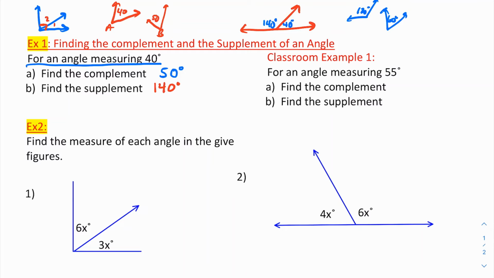For the next one, this angle is 55, so the complement is 90 minus 55, which is 35 degrees. And the supplement will be 180 minus 55, which is 125 degrees.